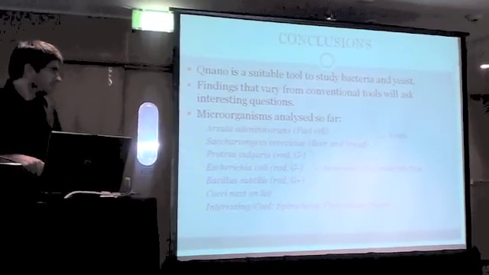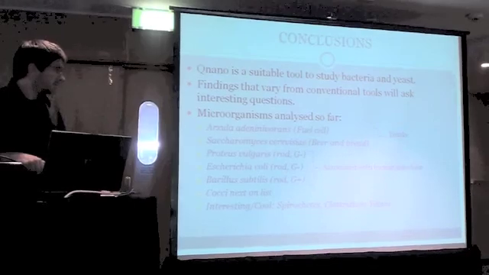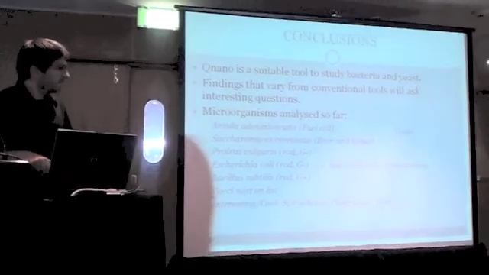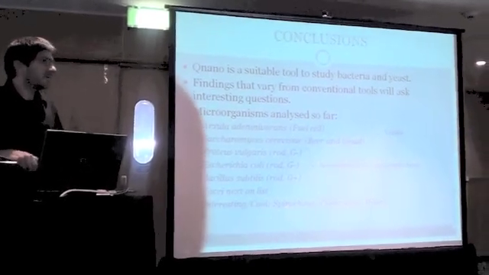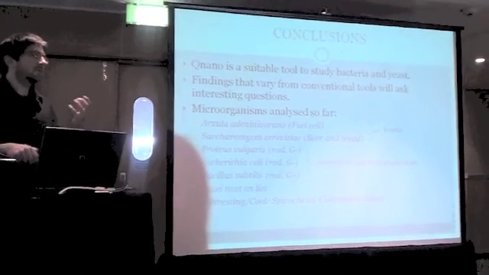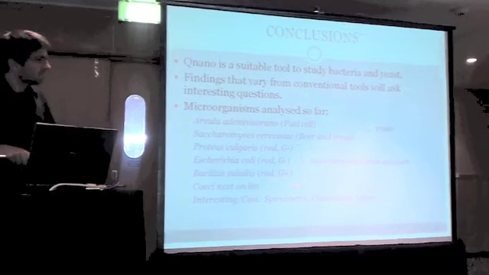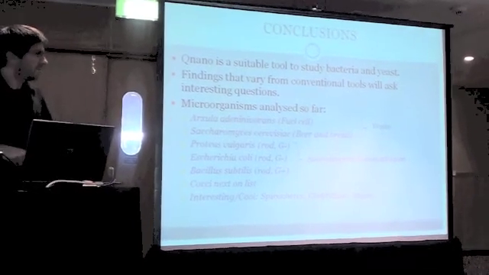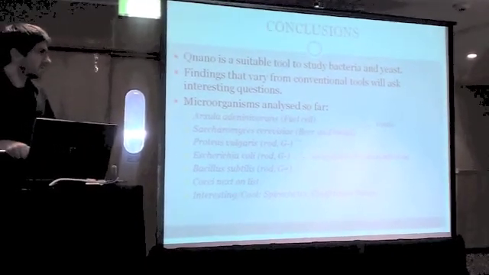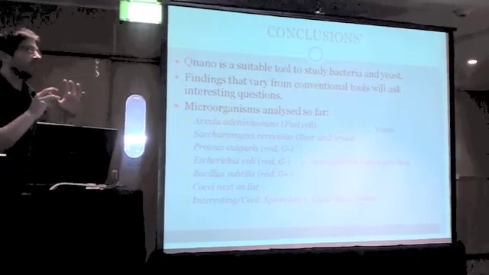And then there's a bunch of interesting things that might be worth trying on the qNano, such as spirochetes, which are essentially bacteria with a spiral shape, and other things such as the bacteria that causes tetanus, Clostridium tetani, because it has a funny shape.